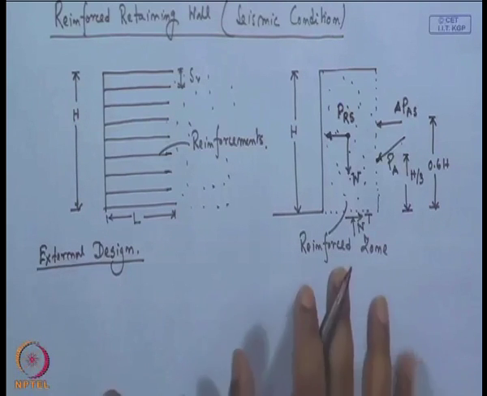It is assumed that the wall has already been designed for the static condition. So, we know that this retaining wall is safe under external and internal design criteria under static condition. Now, let us see what additional steps we have to consider for the seismic condition.